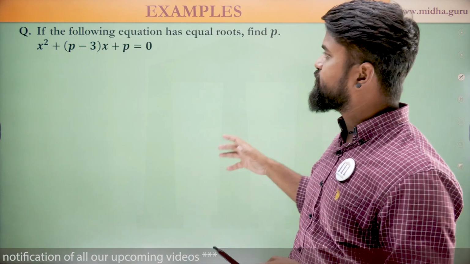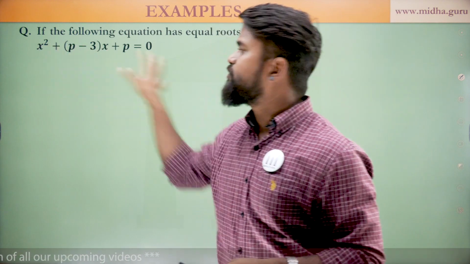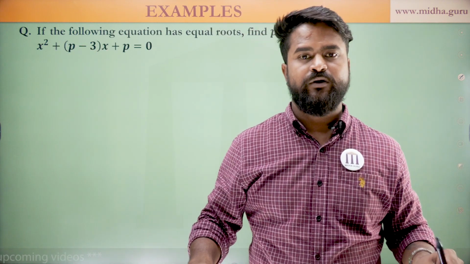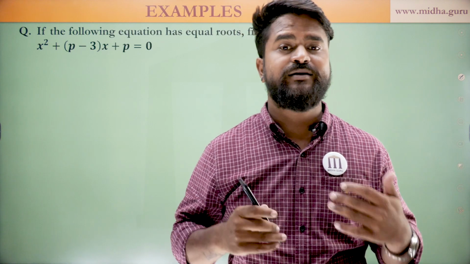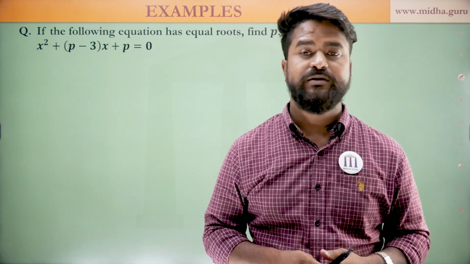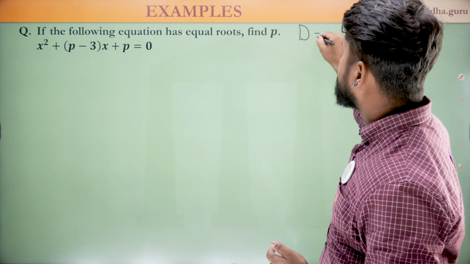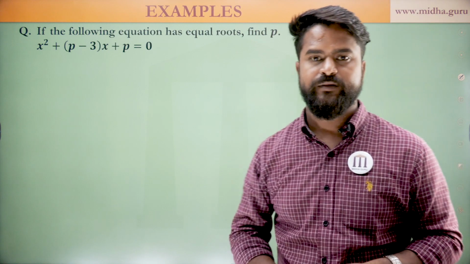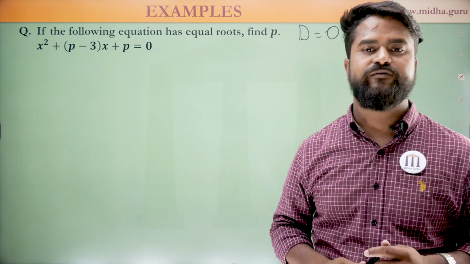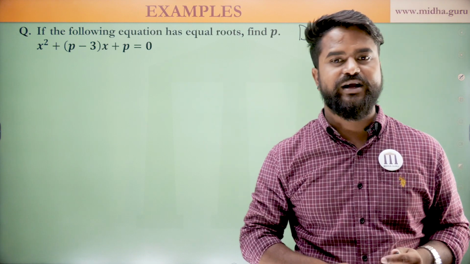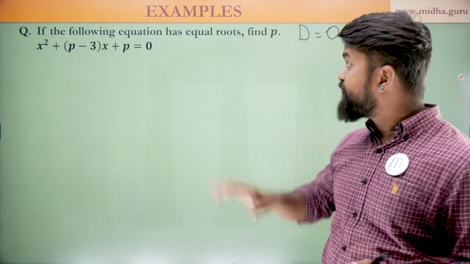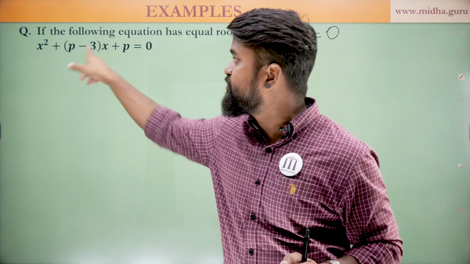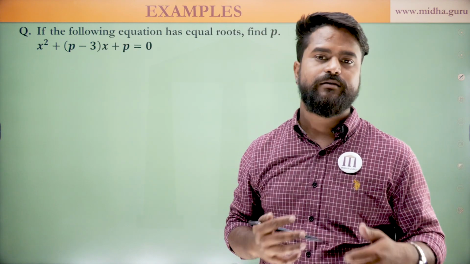So what the question is trying to say is that look, this equation has equal roots. So from that we can say, when does an equation have equal roots? That is when the discriminant is equal to 0. That is what the question is trying to give you. This is the hint that the question is trying to give you by itself. So now from here I am supposed to find the value of the second variable in this equation, that is p.